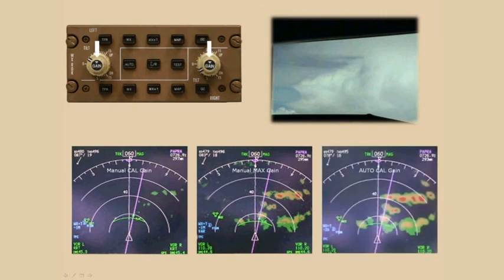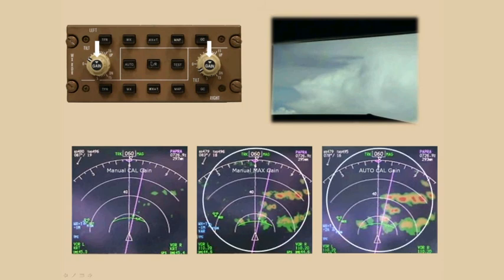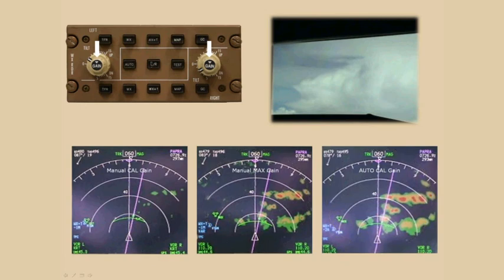In auto cal gain, the radar has automatically increased the gain as the outside air temperature decreased, providing a picture that is very similar to manual max gain, and reducing the threat of inadvertent thunderstorm top penetration. Note that at cruise altitudes, manual max gain and auto cal gain are essentially equivalent. In auto, further increasing the gain above the cal position may result in overwarning and unnecessary deviations.